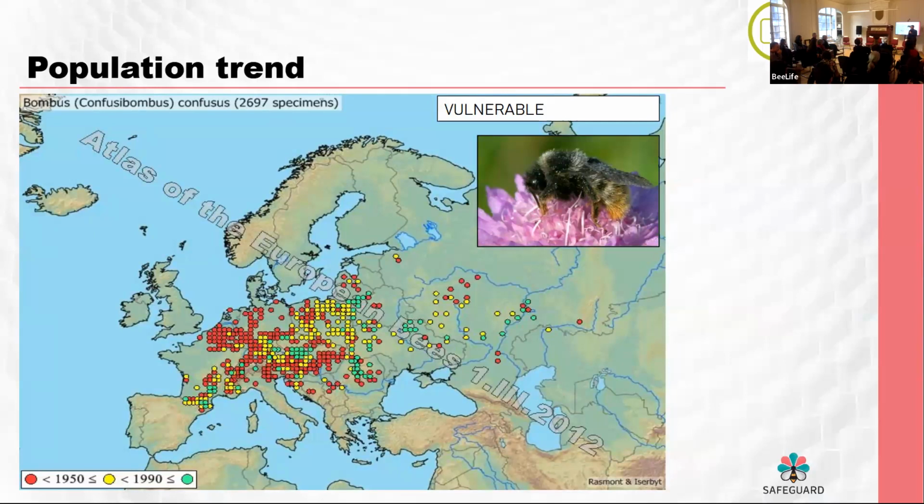It means that when you see this map with a lot of red dots, in this area the species was recorded in the past, but is not recorded anymore. So you can clearly see for this species the contraction of the distribution. You have a population of the species remaining here, mainly in the mountains.